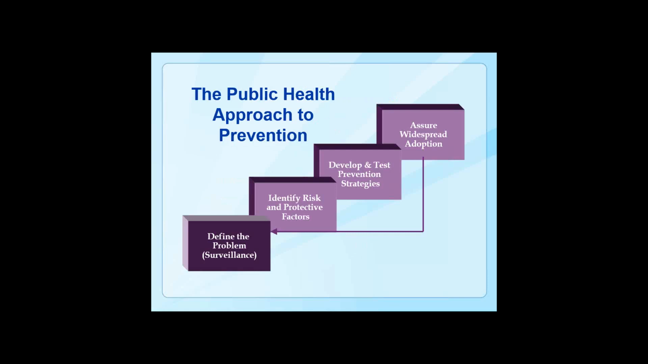Here is an overview of the public health approach to prevention. Surveillance is an essential building block in the public health approach. It can enable us to establish the extent of the problem and the characteristics of the population who are experiencing the problem. We can learn more about their experiences and the potential consequences of the problem. Surveillance can be the first step in identifying risk and protective factors that lead to intervention development.